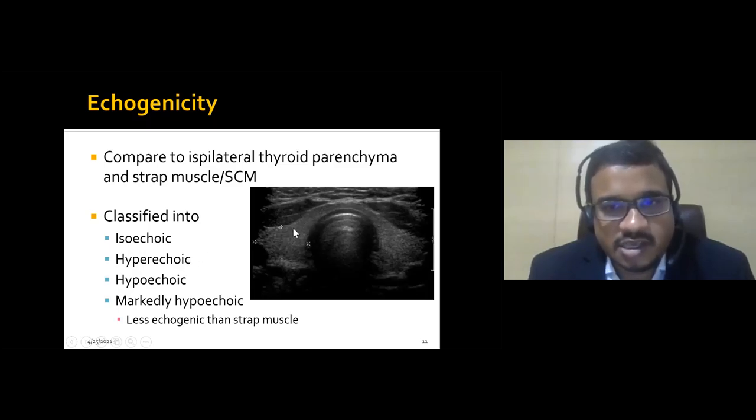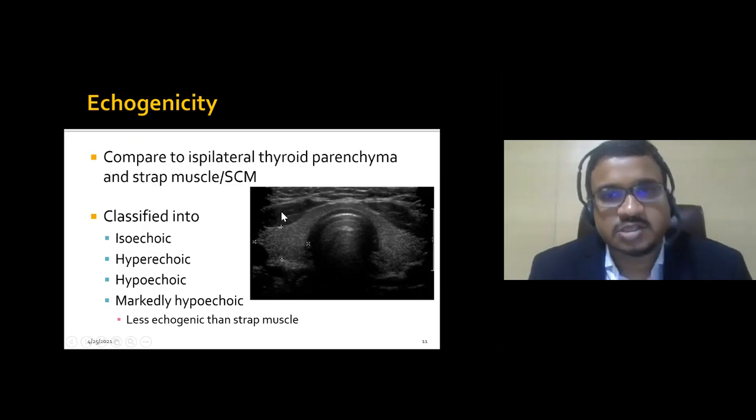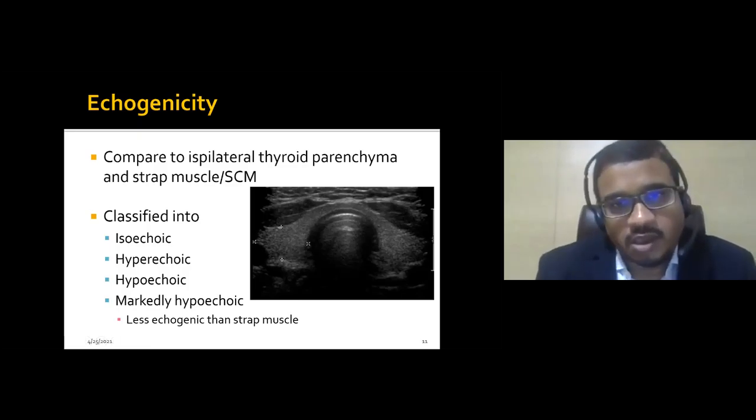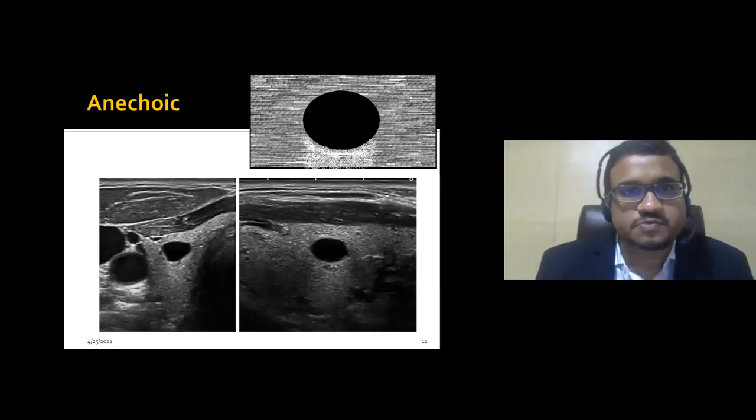Hyperechoic means it has increased echogenicity compared to the normal thyroid gland. Hypoechoic means it is less compared to the normal thyroid gland. And markedly hypoechoic means it is less echogenic even than the strap muscles. If the echo is less than the strap muscles, we call it markedly hypoechoic.